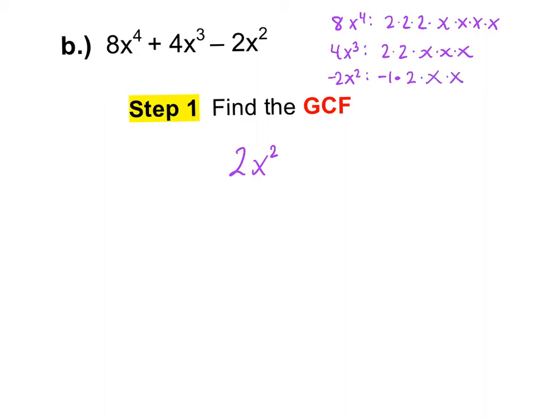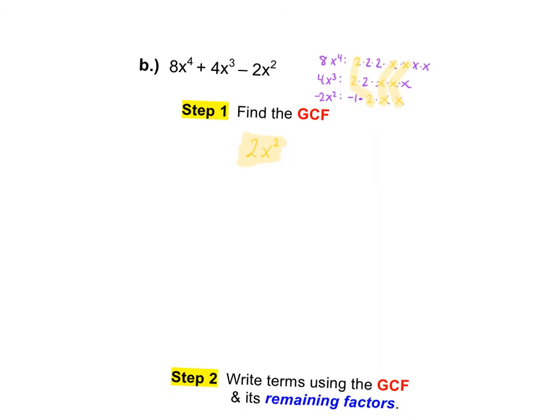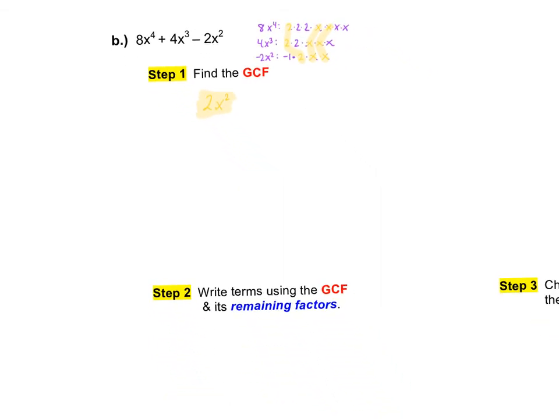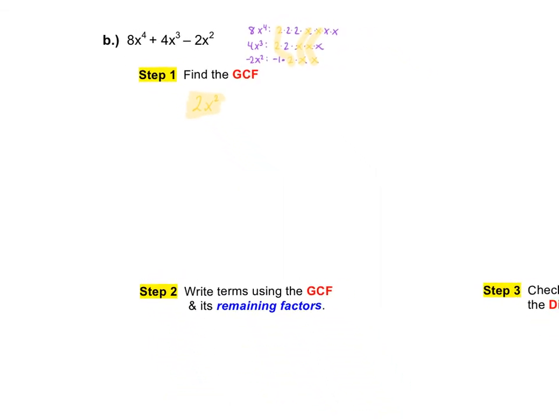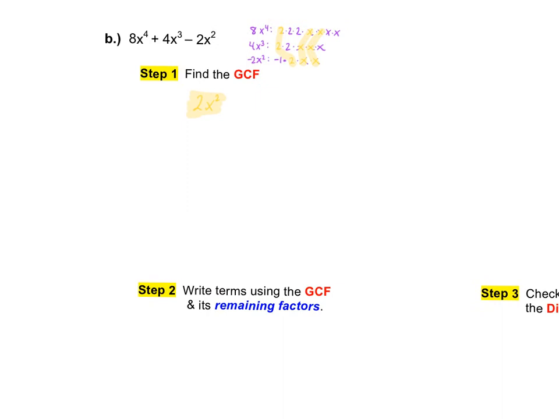So what we have in common here is a 2 for all of them, and an x squared, so 1x and another x in common. So that's where I got this 2x squared from. That's my GCF. From there, step 2, write the terms using the GCF and its remaining factors. So the GCF was 2x squared. What was left, when I divide each of these by 2x squared, I'm trying to see what I would have left. So you might be able to do that in your head.